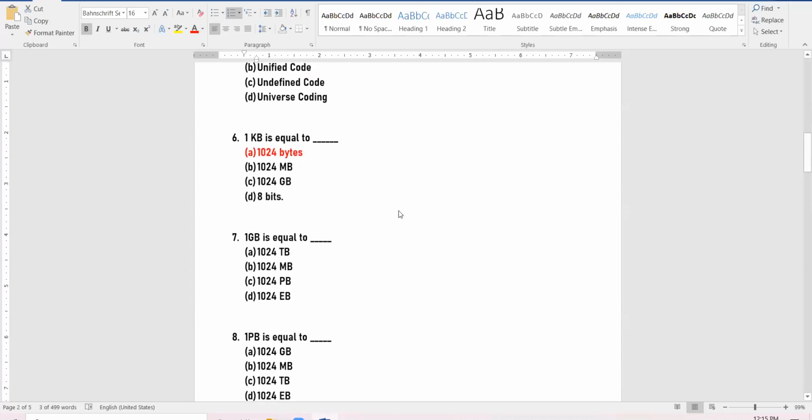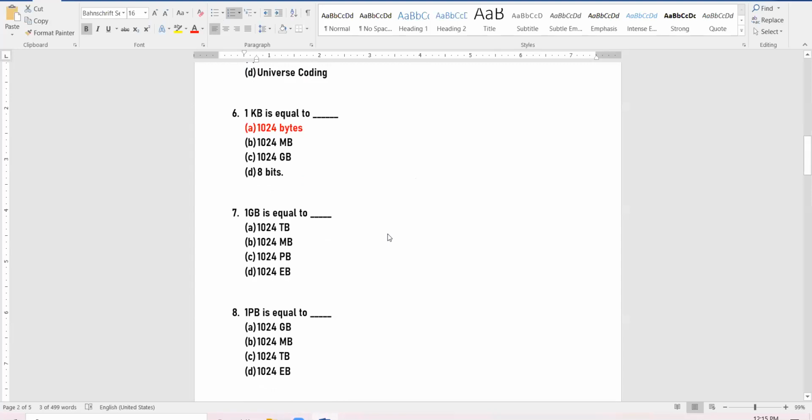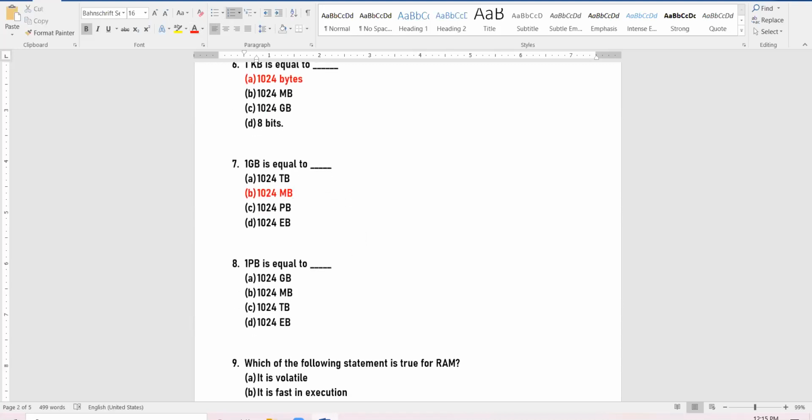Seventh MCQ. 1 GB is equal to dash. Yes, Tanveen Kaur, unmute yourself. Sir, B option 1024 MB. Very correct. 1024 MB. All right. Let us move to the eighth MCQ.